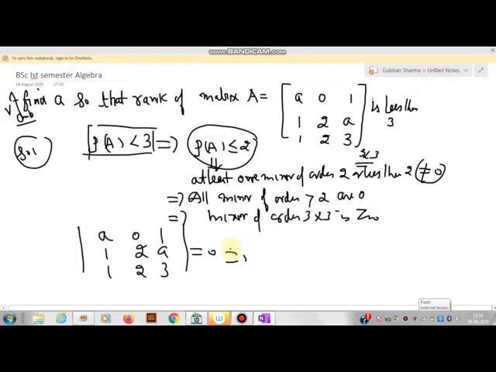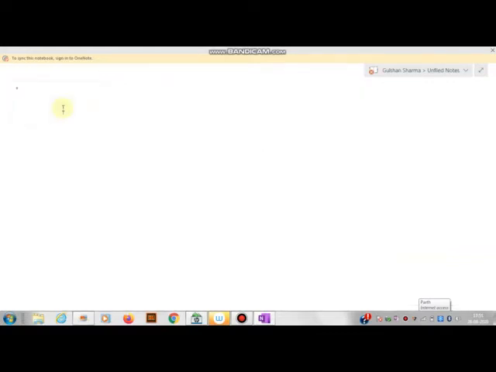So simplify this. When you simplify this, what do you get? Determinant is 0. When you expand this one, you get a quadratic equation, and when you simplify this, you will get two values of A: 0 and 3. So for these values of A, this matrix has determinant 0, so the rank is less than 3, and you can find the rank also using this one.